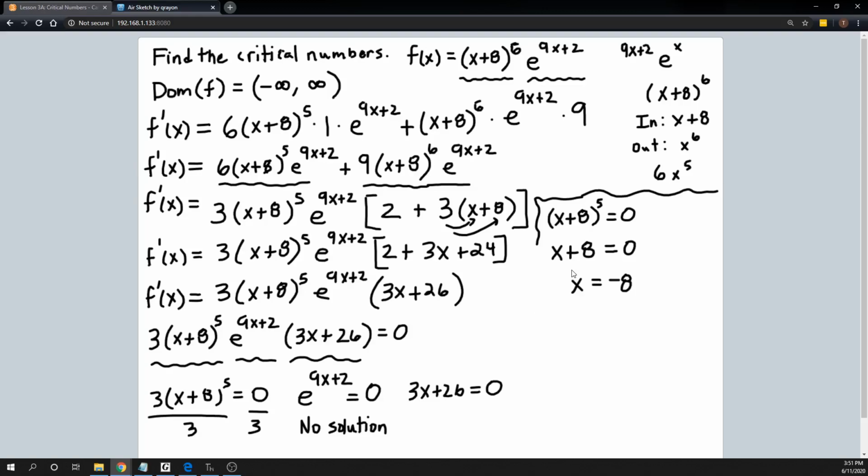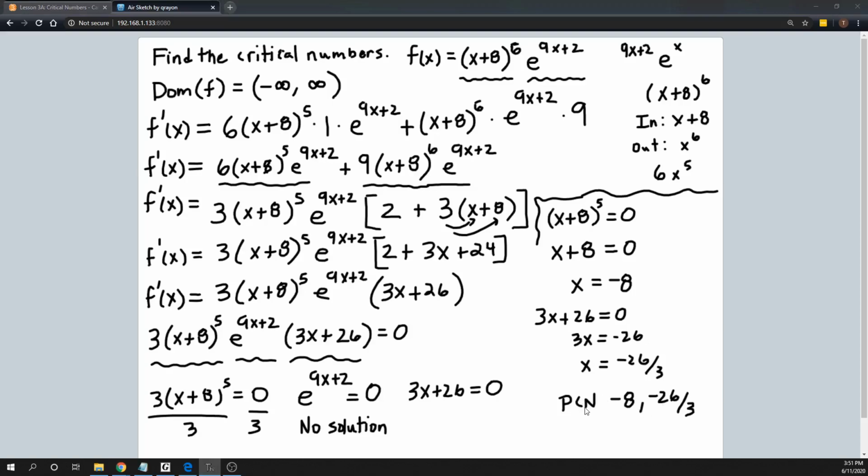Next up, I need to solve 3x plus 26 equals 0. And that's straightforward. I get x equals negative 26 over 3. So I have my solutions: negative 8 and negative 26 over 3. Those are my possible critical numbers.